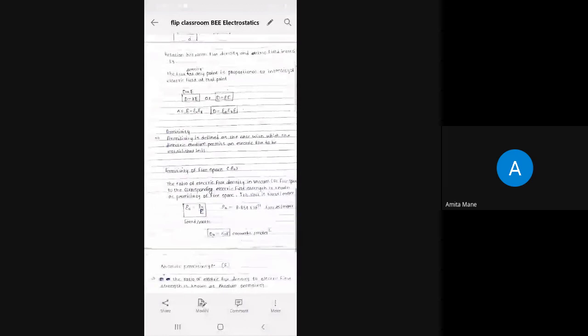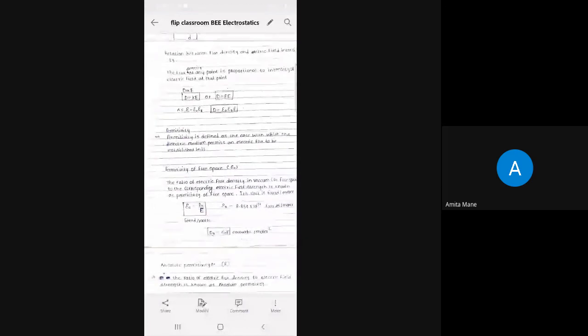So next topic is relation between flux density and electric field intensity. The flux density at any point is proportional to the electric field intensity at that point.